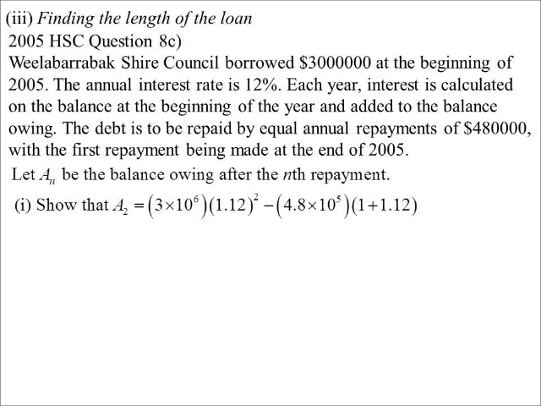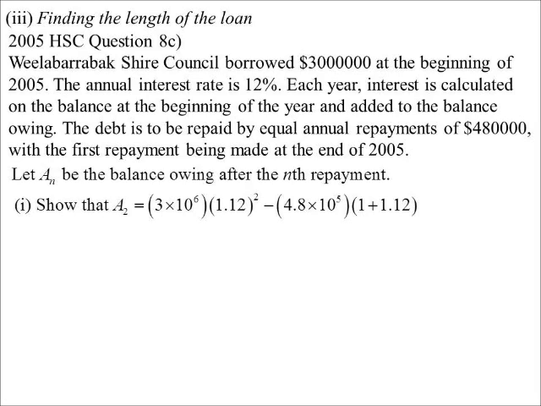This is an HSC question. Wheelbarrow back, Shire Council, borrows, that's a lot of money, $3 million. But they are a council, so okay. Beginning of 2005, annual interest rate 12%. Wow, that's nice, seeing there's 12 months in a year.